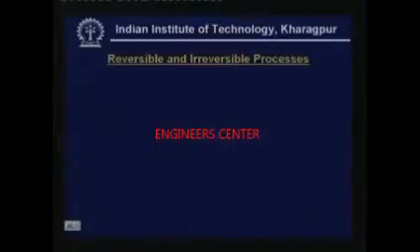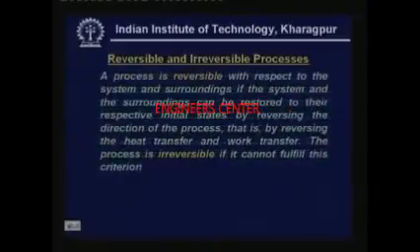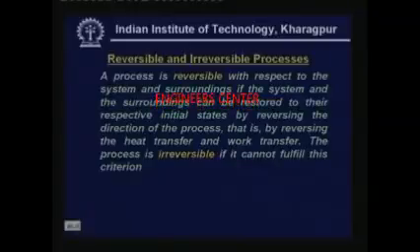The second law of thermodynamics also introduces what is known as irreversibility, and it distinguishes between reversible and irreversible processes. So, let us define now reversible and irreversible process. A process is said to be reversible with respect to the system and surroundings if the system and the surroundings can be restored to their respective initial states by reversing the direction of the process. That means by reversing the heat transfer and work transfer. The process is irreversible if it cannot fulfill this criteria.